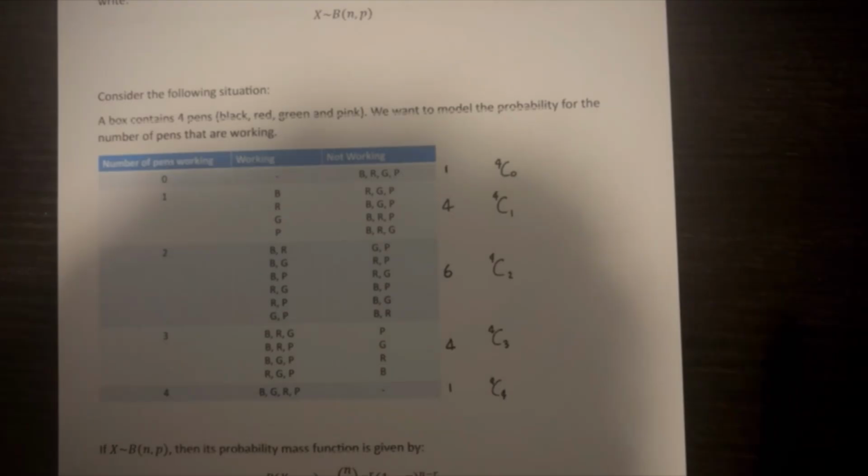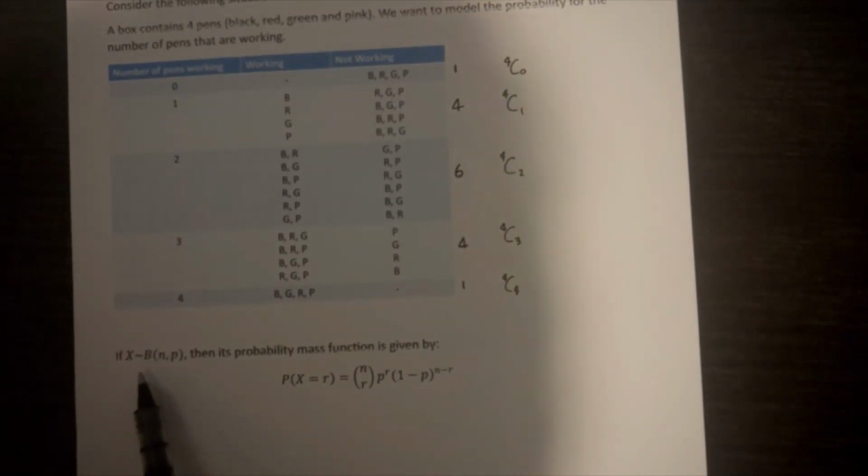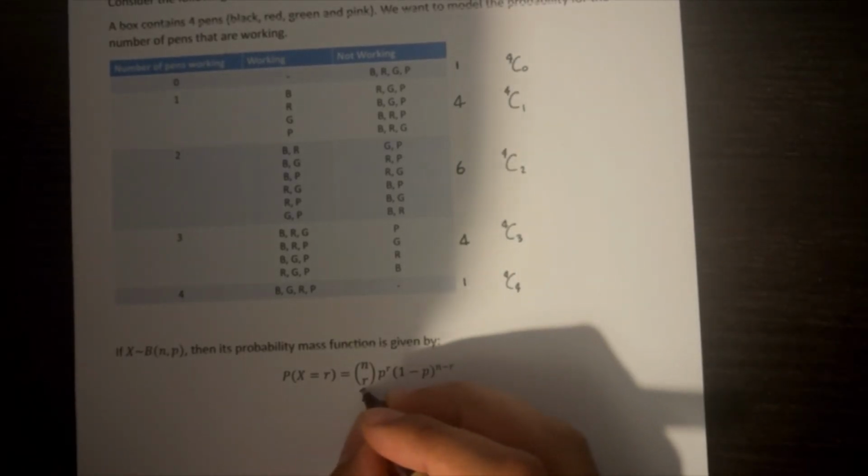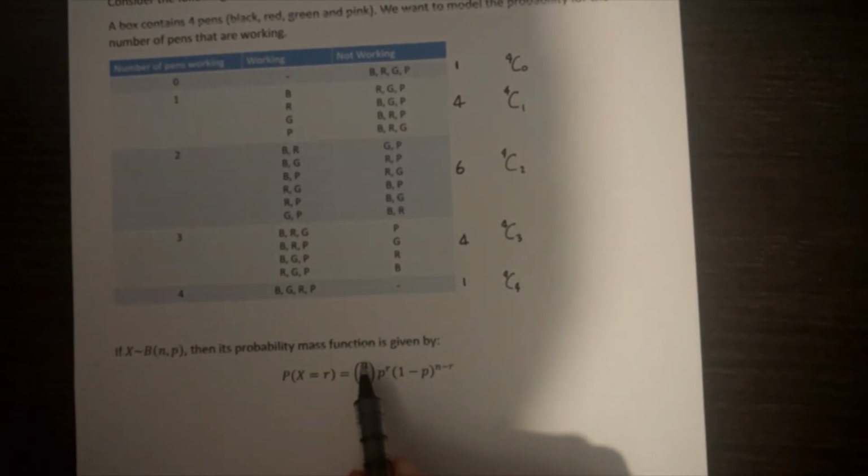So if x follows a binomial distribution with a given number of trials and a given probability, then its probability mass function is given by, now this equation looks fairly complicated, but if we break it down, we can see that this term here just represents a value from Pascal's triangle. For example, that might be 4C1 or 4C2. So this term is just from Pascal's triangle.